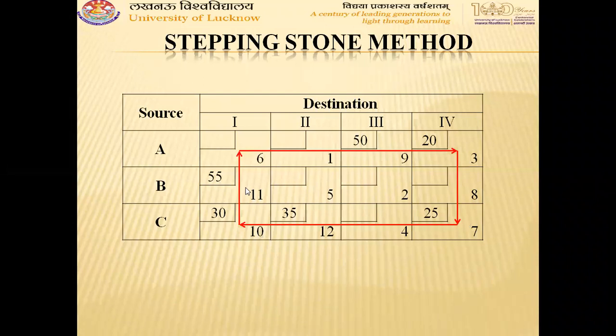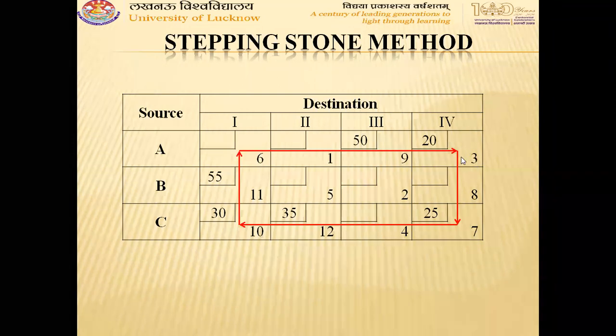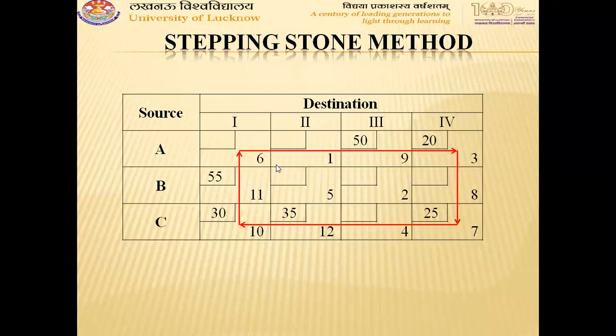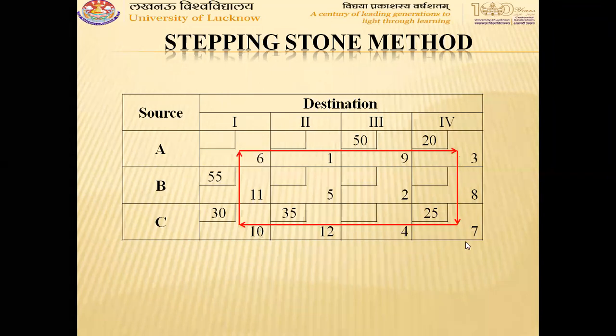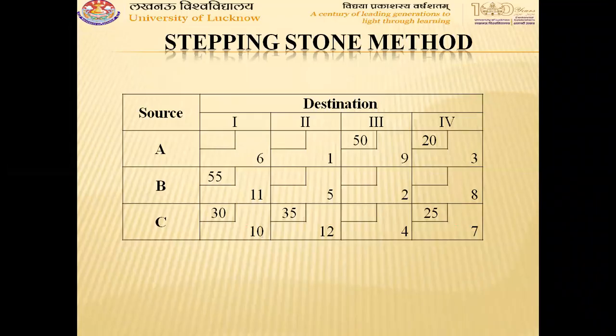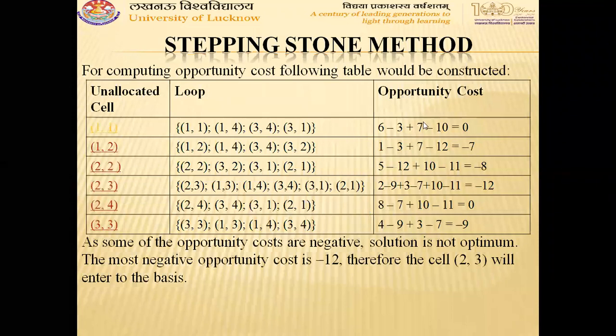Now the opportunity cost should be calculated. The opportunity cost will be this cost with a plus sign, the next cost with a minus sign, then the next cost with a plus sign, and again the next cost with a minus sign. That is, the opportunity cost or improvement index will be 6 minus 3 plus 7 minus 10, that is 13 minus 13, which gives 0.